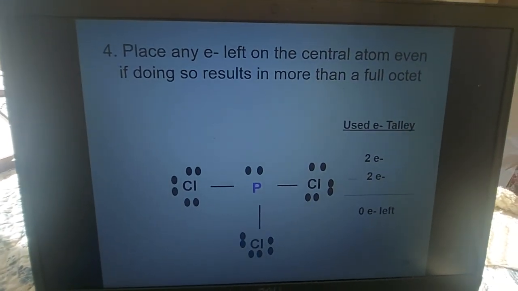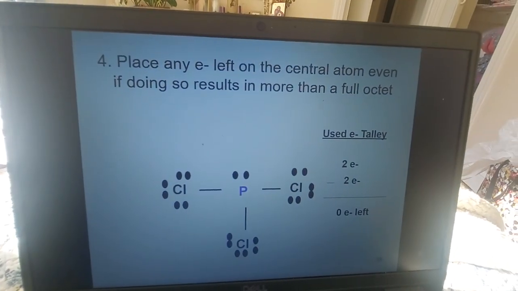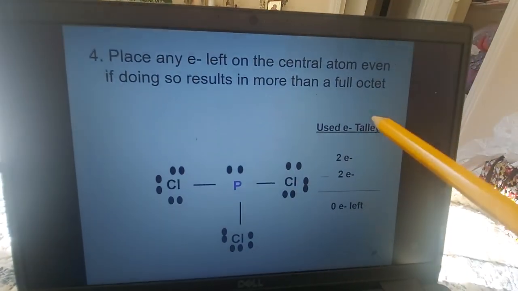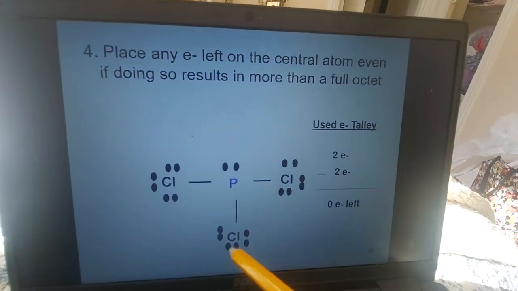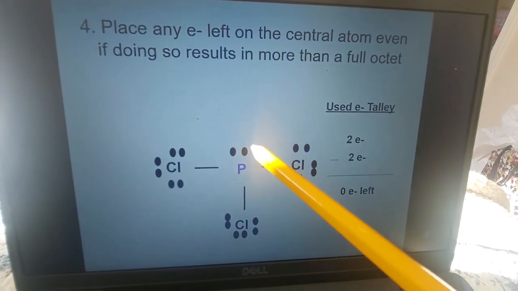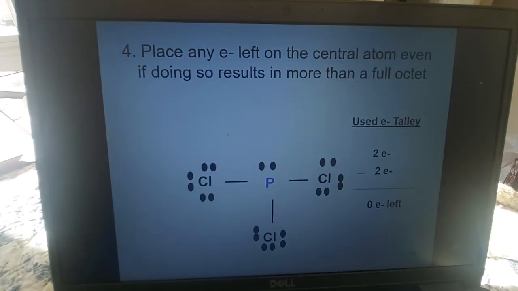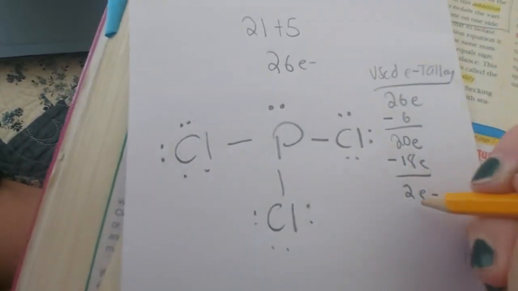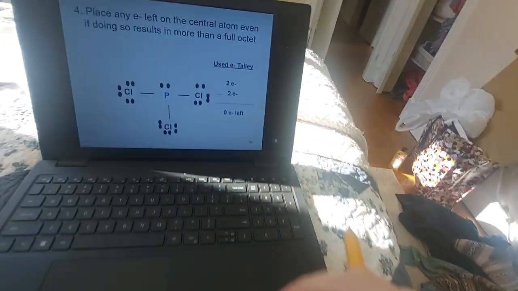The last step is I'm going to place any electrons left on the central atom, even if doing so results in more than a full octet. Okay, so I'm going to do my last 2. I'm going to put them there. So I just added 2 minus 2 electrons, so now 0. Now I've used all of my electrons.